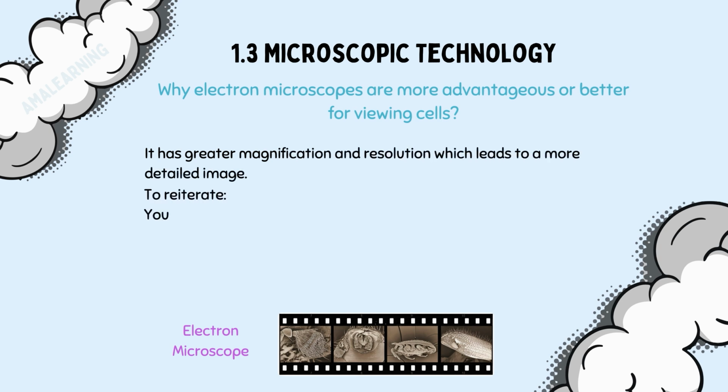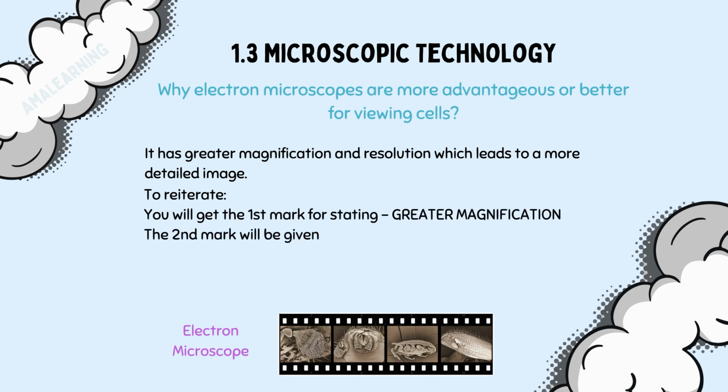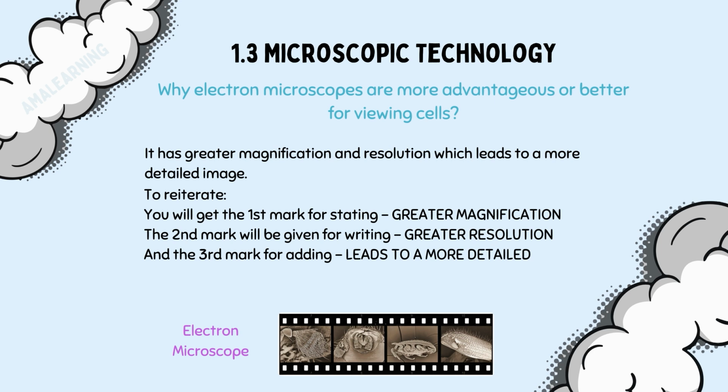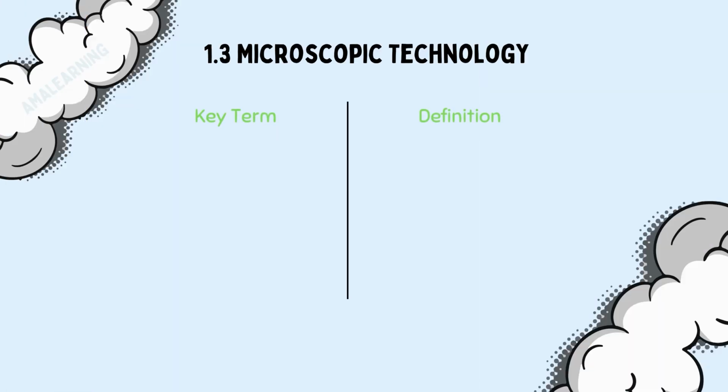To reiterate, you will get the first mark for stating greater magnification. The second mark will be given for writing greater resolution. And the third mark for adding leads to a more detailed image. It is important that you understand key terms such as resolution and magnification. And alongside this, you must know how to calculate magnification.